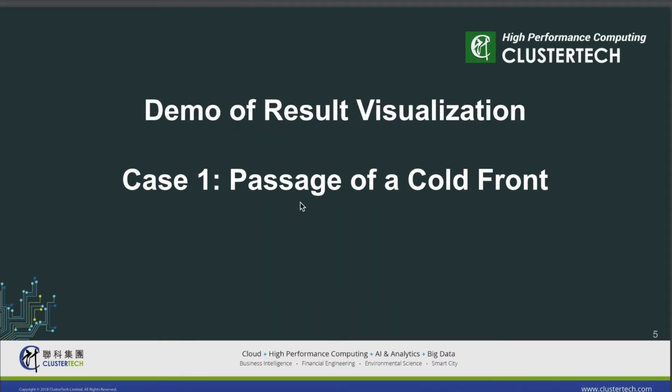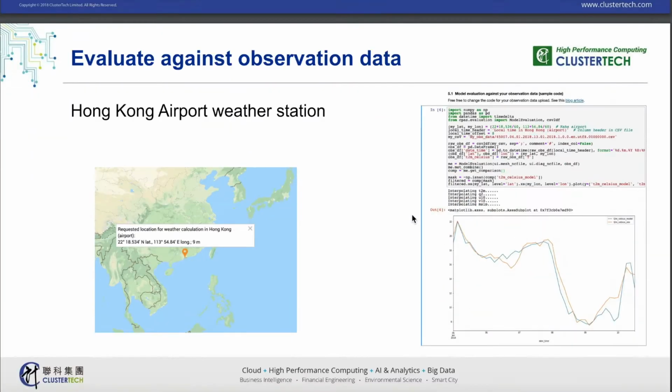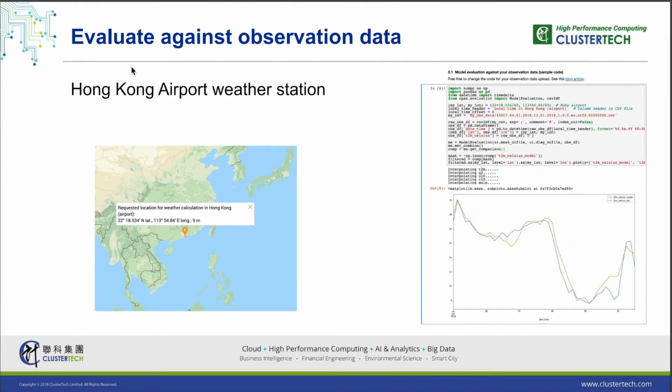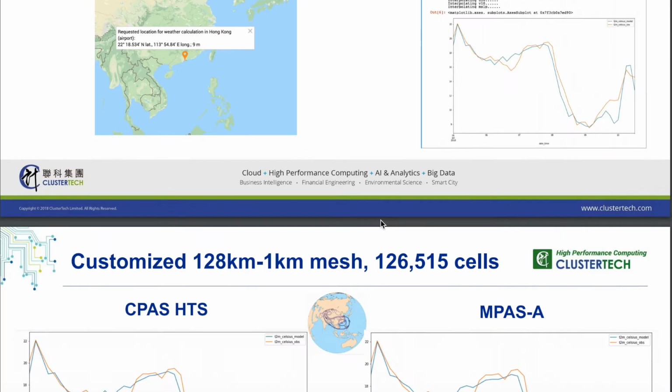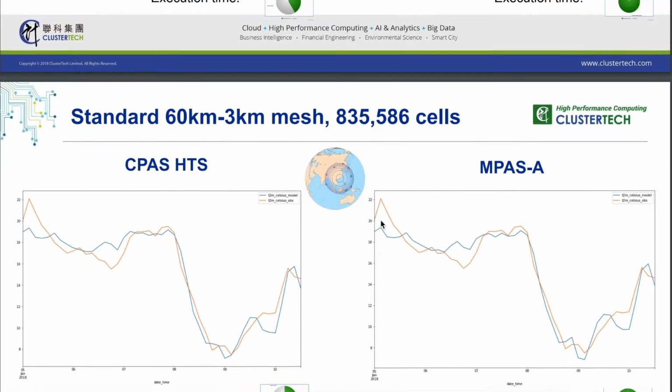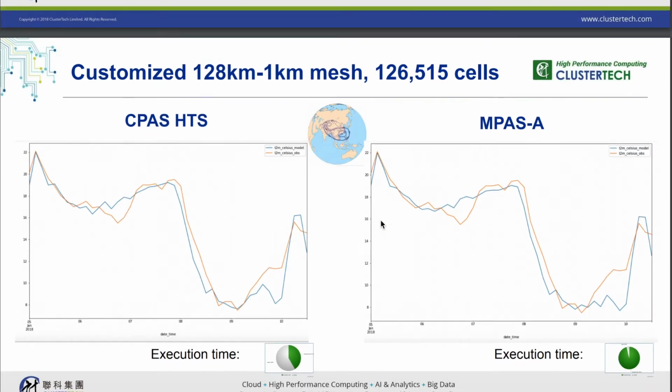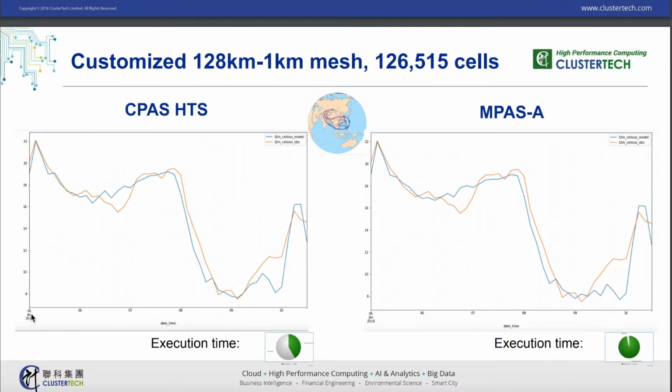Just pick case 1, the passage of a cold front. We evaluate against the observation data obtained from Hong Kong Airport and use our visualization system to analyze the results. For the customized mesh, this is the result of 5.5 days of simulation. The blue line is our prediction. The orange line is the observation of temperature.